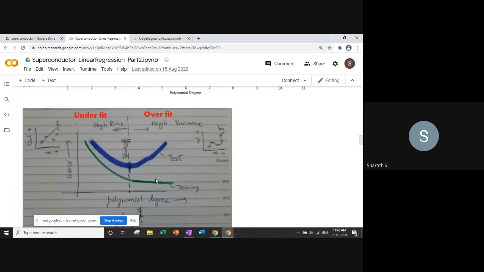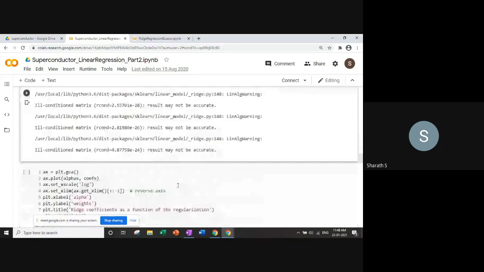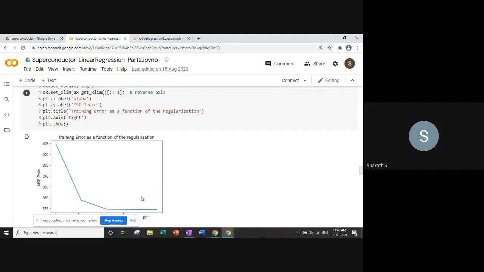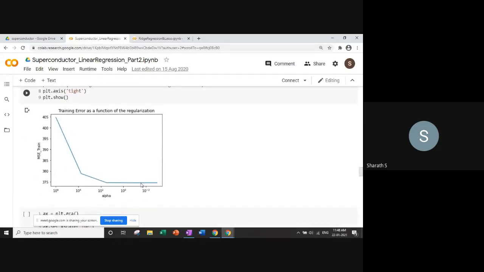Okay, so you saw, see here, when the polynomial degree is high, when it was overfitting also, the training error always came down. Okay, that is what you are seeing here. But when you are applying ridge regression, it is against that concept for the training error, and that is the reason the training error starts increasing.